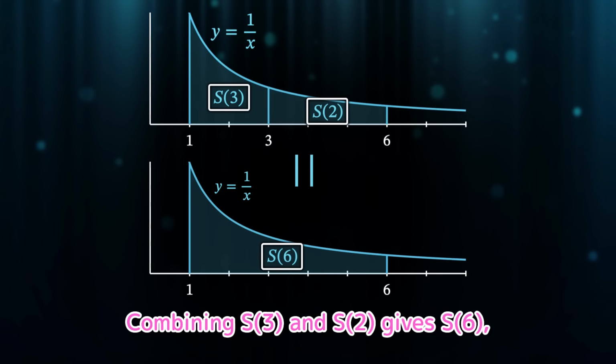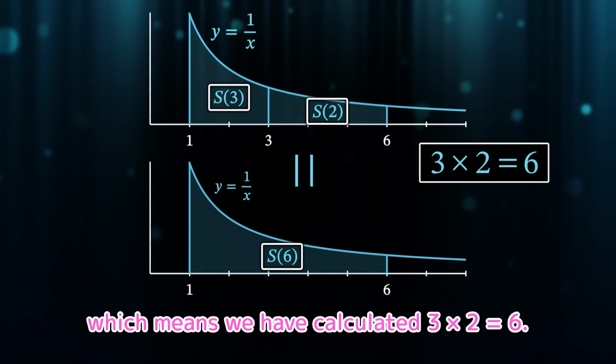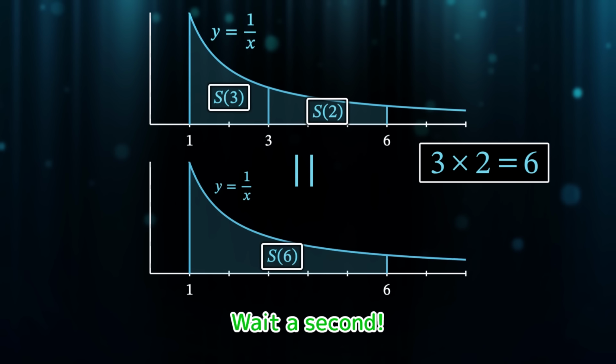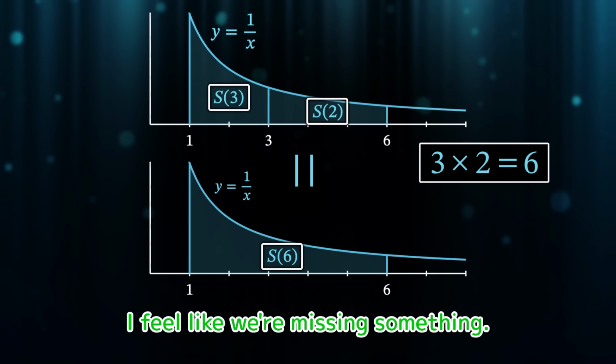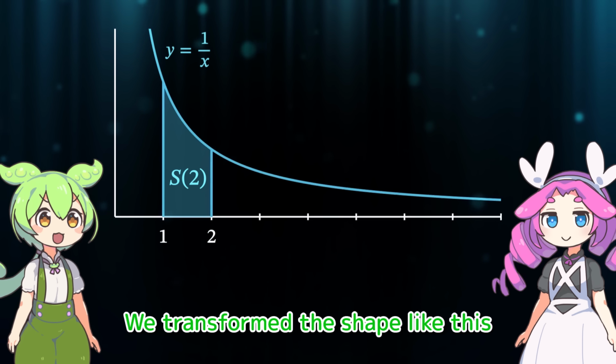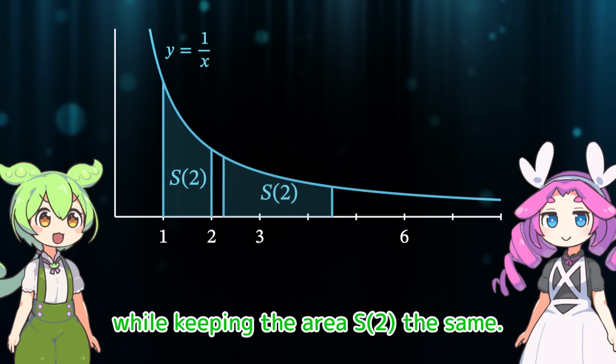Yes. Combining S of 3 and S of 2 gives S of 6, which means we have calculated 3 times 2 equals 6. Wait a second. I feel like we're missing something. We transformed the shape like this, while keeping the area S of 2 the same.